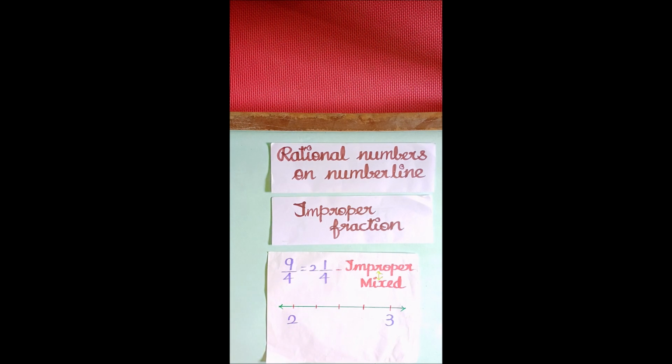If it is a proper fraction, the value must lie between 0 and 1. But it is improper, so the value should be greater than 1. Greater than 1 means here the value is 2. So 2 and what is given? 2 1 quarter is given. That means it lies between 2 and 3, which is greater than 2 and less than 3. So here is the representation of the value.